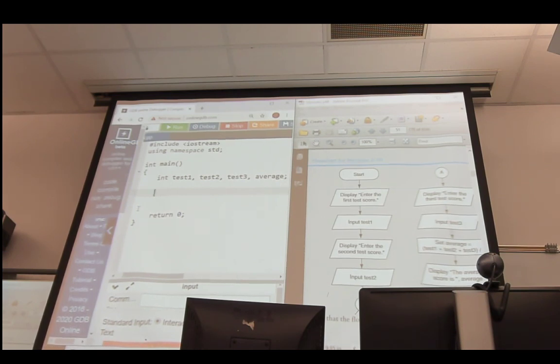All right, for the first one, I say display, enter the first test score. All you simply do is what? Cout. And I'll put a period and a semicolon, because the semicolon goes at the end of this line.